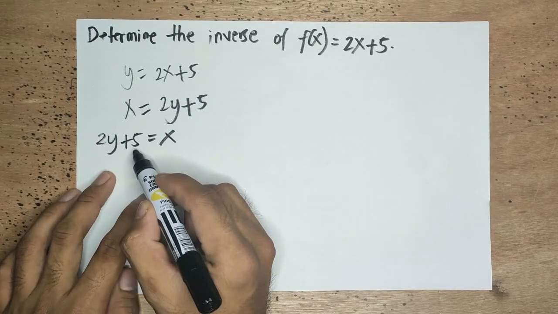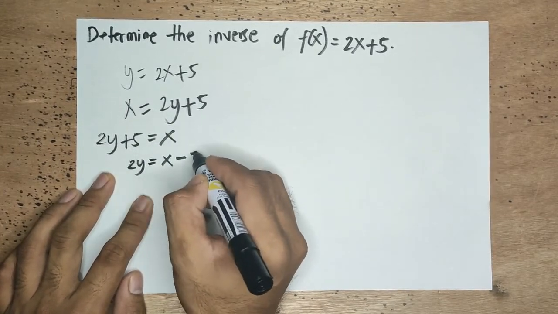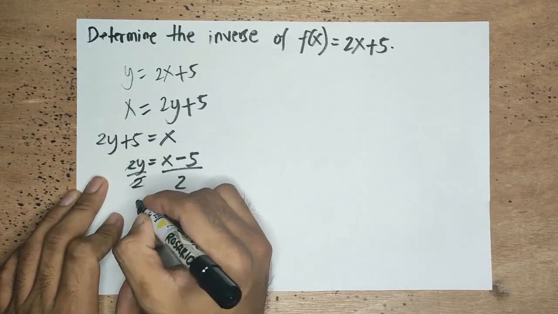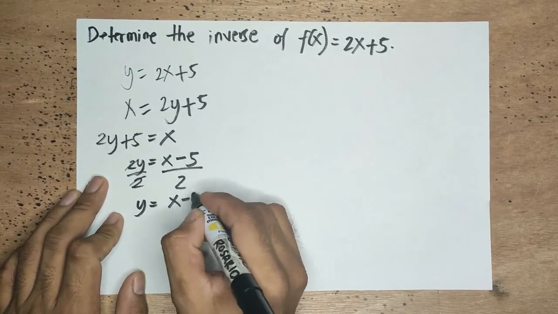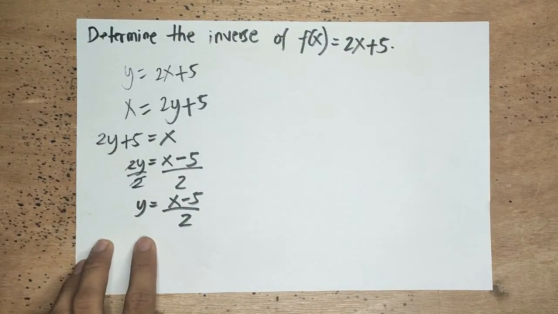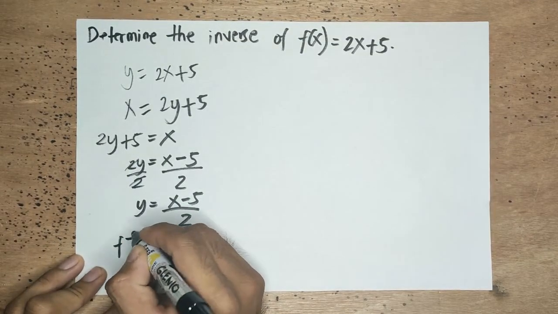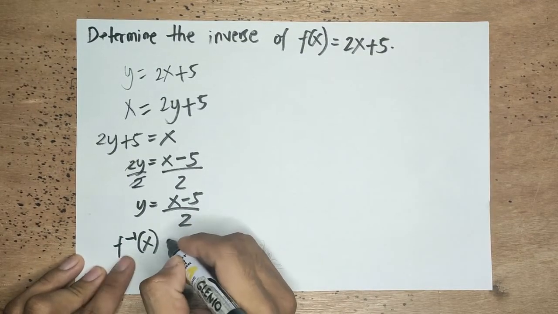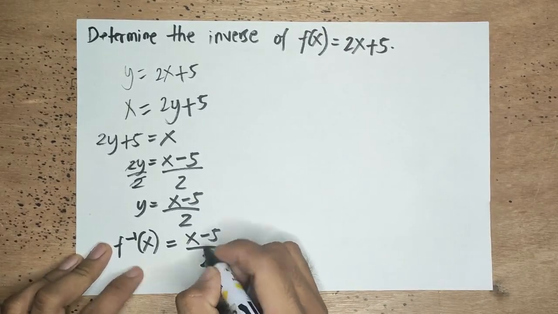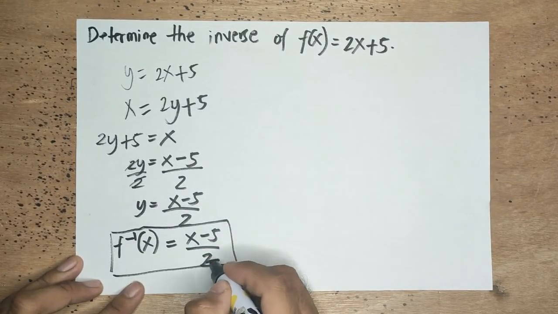So transposing the constant term to the right, from positive it will become negative. So divide both sides by 2. So we have y is equal to x minus 5 all over 2. So kung nakuha mo na yung inverse, we replace y using this symbol f negative 1 of x, or the inverse of f is equal to x minus 5 all over 2. This is our answer.